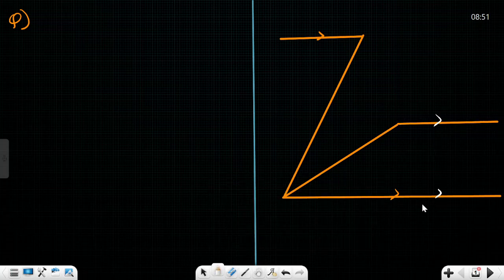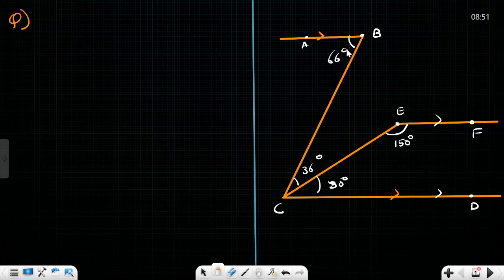These two lines are also parallel to each other. They are saying that this angle is 150 degrees, this angle is 36 degrees, and this angle is 30 degrees. The naming is given as C, D, F, E, A, B. They also have given this angle as 66. Now these many things are given. What they want finally is that we have to show that AB is parallel to EF.